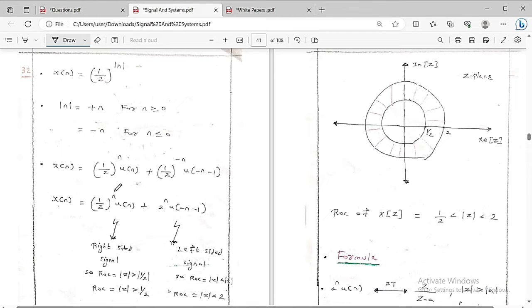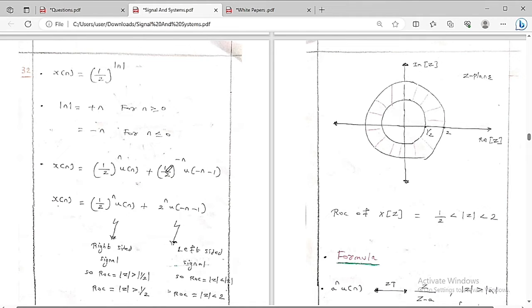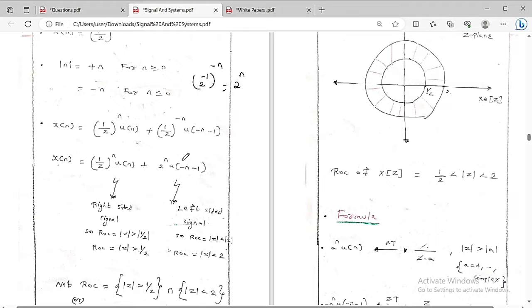So now the same thing we have written here. x(n) is equal to (1/2) to the power of n into u(n) plus, I can write, (1/2) to the power of minus n as (2) to the power of n, since (1/2) to the power of minus 1 is 2. Then (2) to the power of minus 1 into minus n is plus n, so 2 to the power of n into u(-n-1). The same thing I have written in a different fashion.